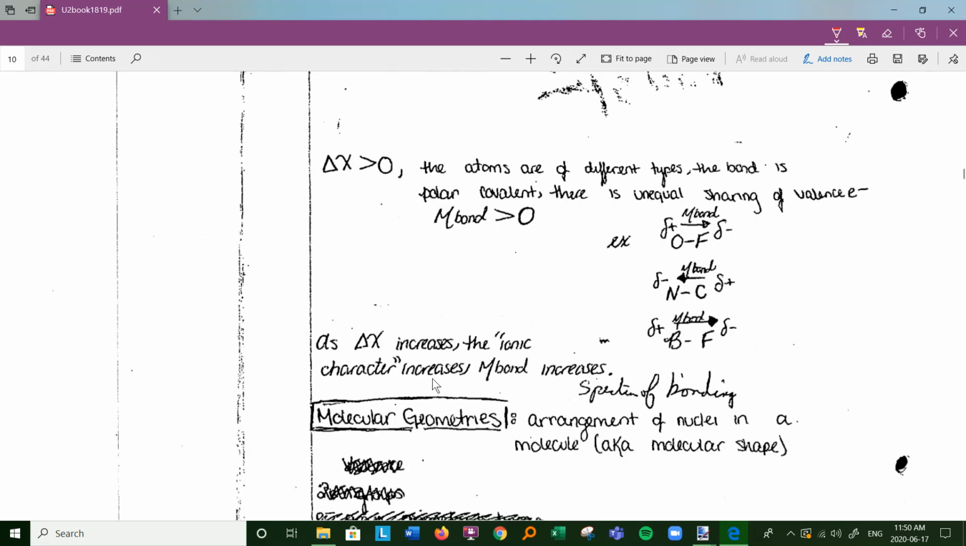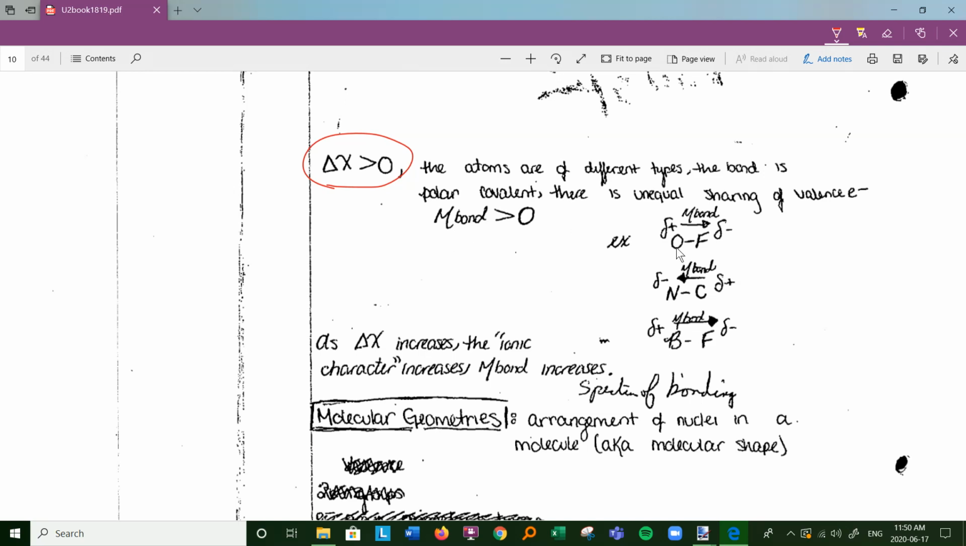If, however, the electronegativity difference is greater than 0 between the two atoms participating in a bond, as we see here, then the atoms are different. They aren't both fluorines. One's fluorine, one's a chlorine. One's fluorine, one's an oxygen. And the bond is said to be polar covalent. There's an unequal sharing of valence electrons in the bond dipole. We won't actually calculate the bond dipole, but it is a way to talk about the strength of unequalness is greater than 0.